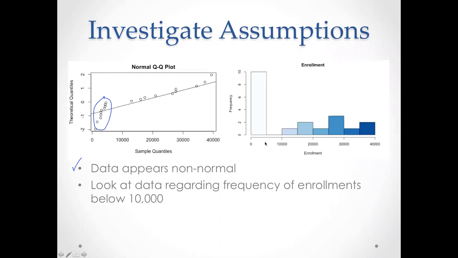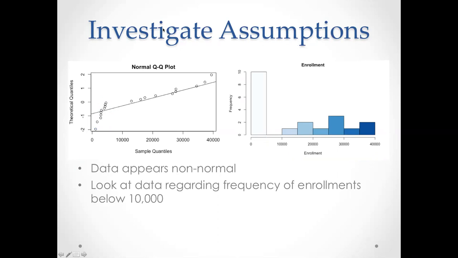Also in our histogram, notice that enrollments less than 5,000 are very frequent. There are 10 schools in the data set for which the enrollment is less than 5,000. All of the others fall in the range from 10,000 to 40,000, which is probably what aligns more so with the claim around 20,000. So what's going on with those other schools that have enrollment less than 5,000? We need to investigate that.